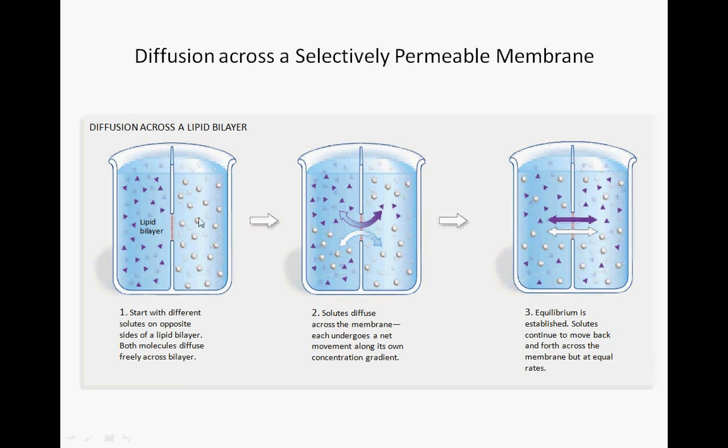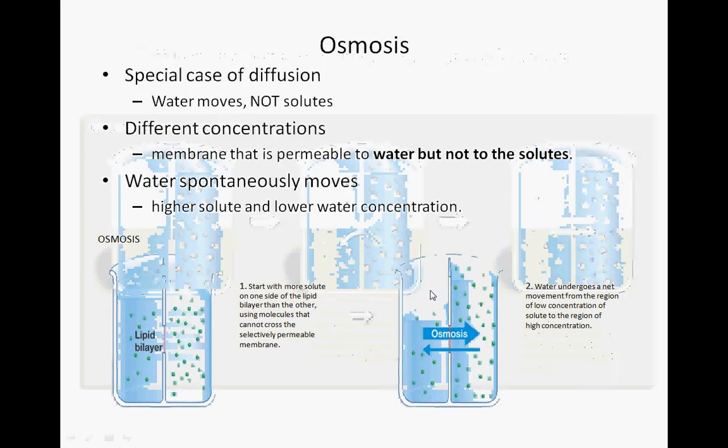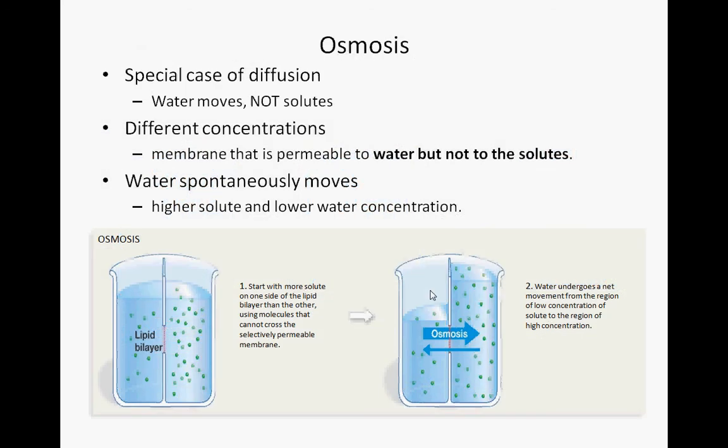The other point of this figure being set up the way it is is that this is one single membrane, and at the same time it is allowing for diffusion of two different types of molecules across it. So the purple triangles diffusing across have nothing to do with the white balls diffusing across. They're completely independent events.